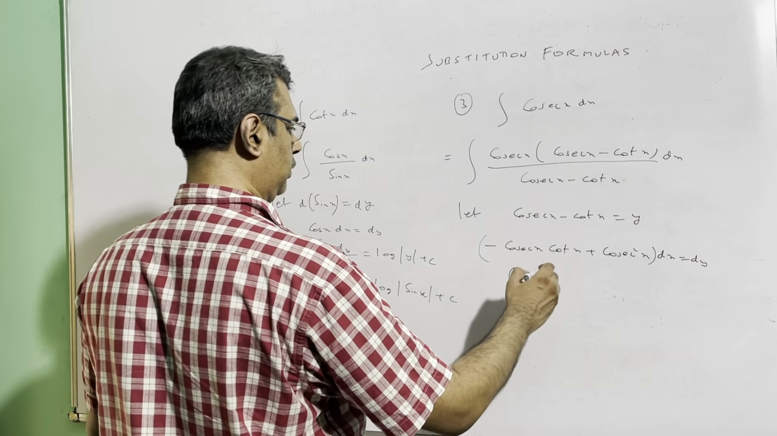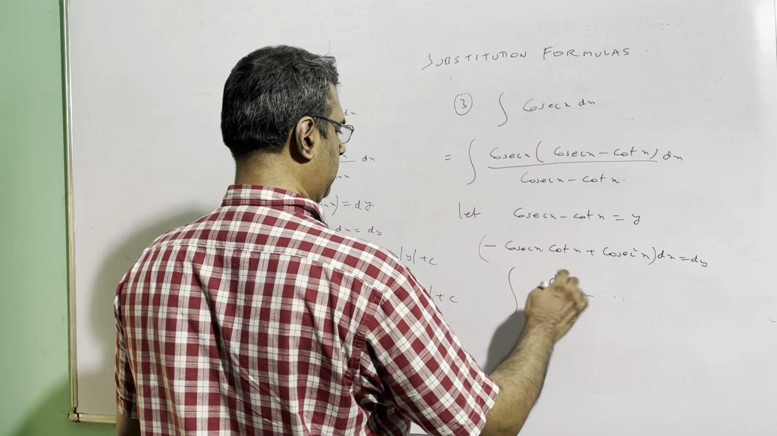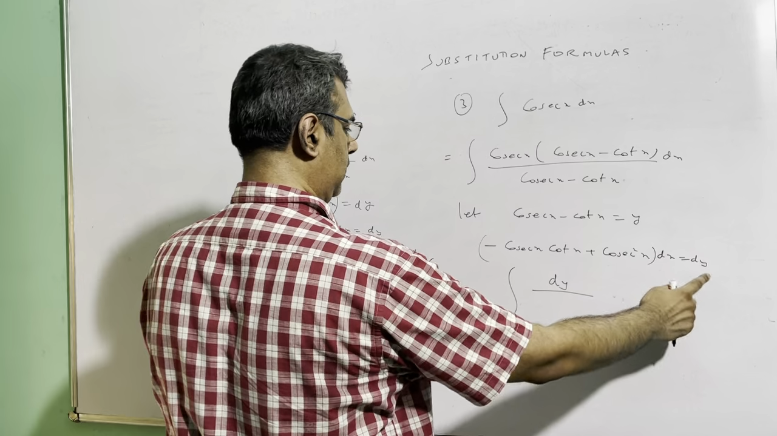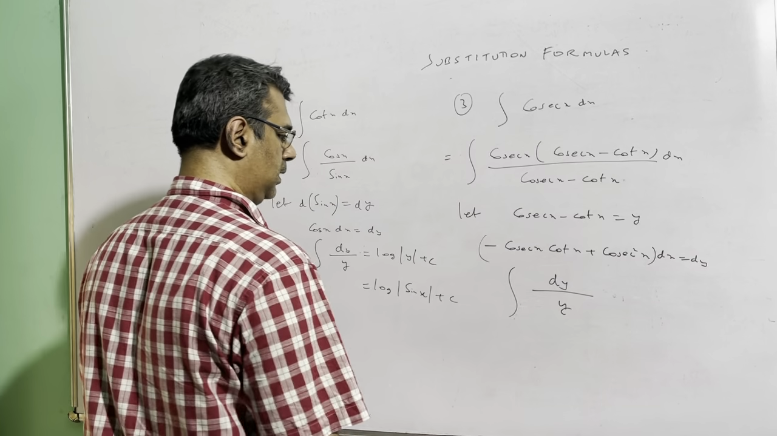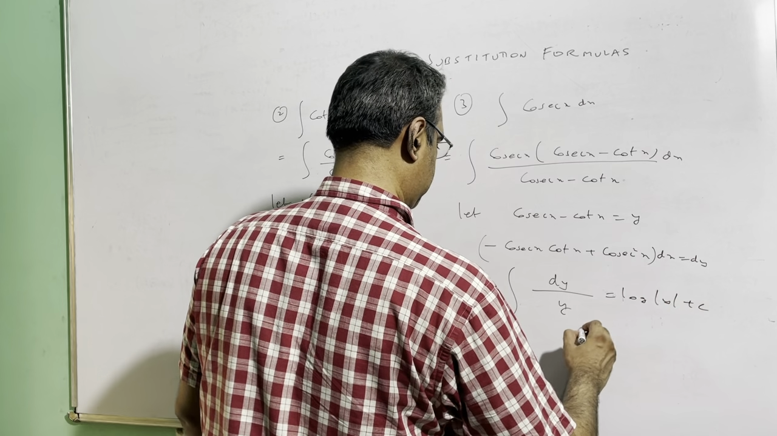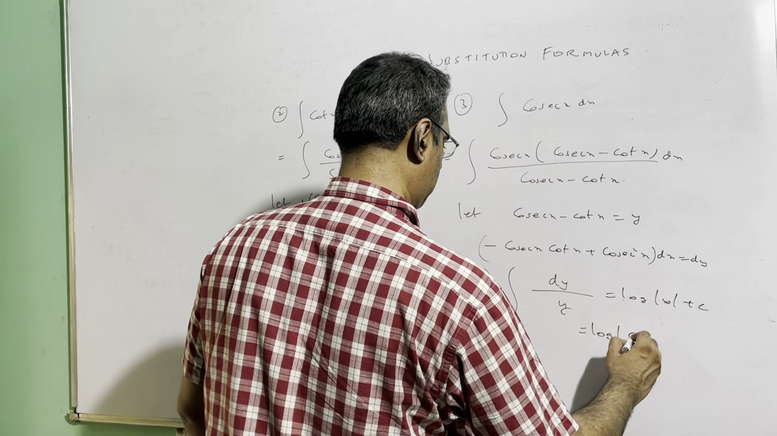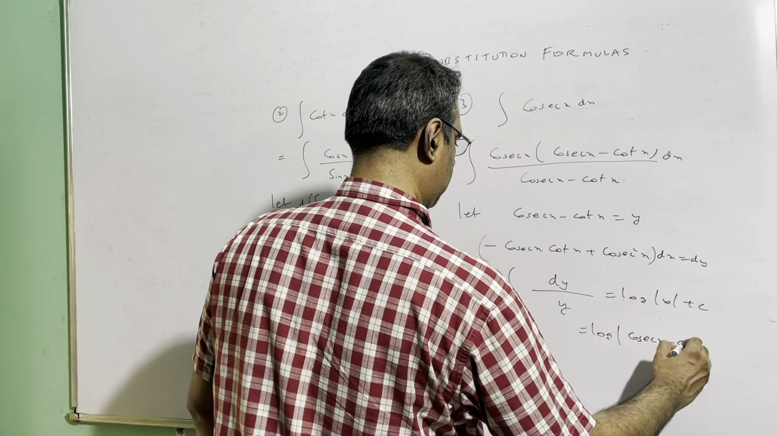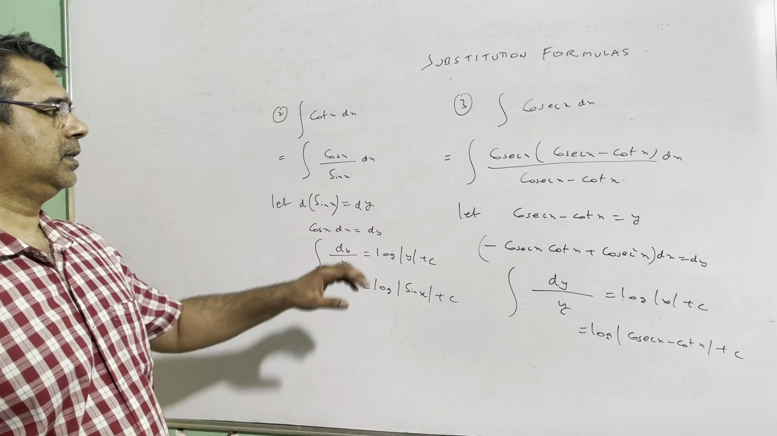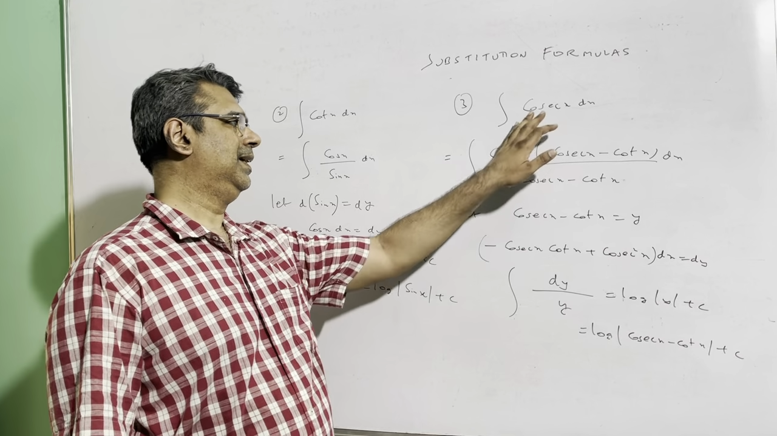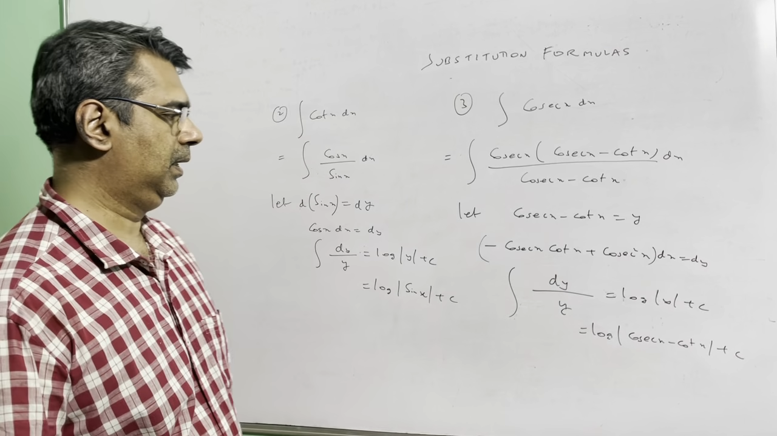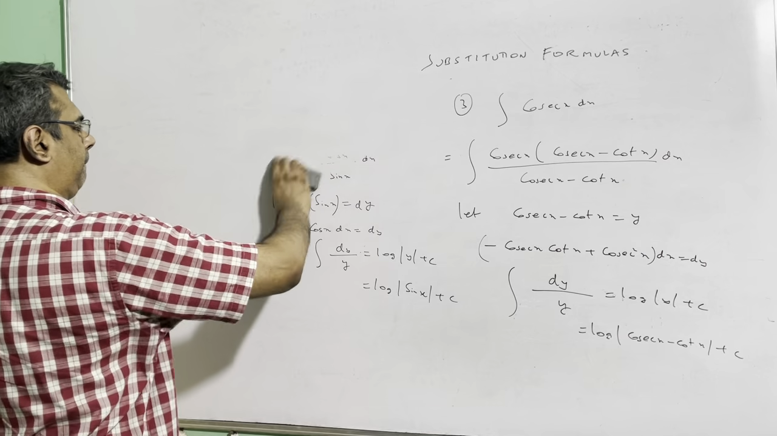Now if you watch carefully, you are getting dy because this is what is there in the numerator. So the entire numerator now becomes dy. Denominator is y. So this will be log mod y plus c. So the answer is log mod cosec x minus cot x plus c. So this is the third formula of substitution, integral cosec x, and the answer is log mod cosec x minus cot x plus c.